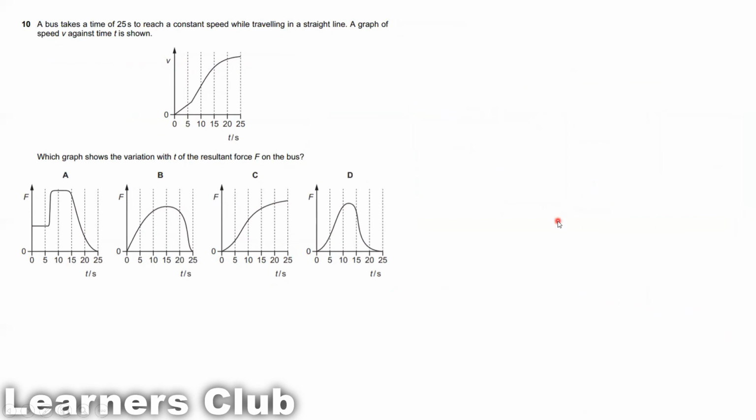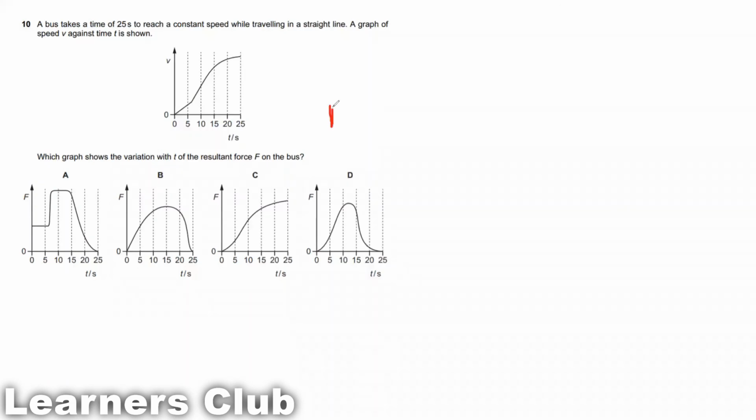Question 10. A bus takes a time of 25 seconds to reach a constant speed while traveling in a straight line. A graph of speed v against time is shown. So this is the velocity over time taken by a bus for 25 seconds. Which graph shows the variation with time t of the resultant force F on the bus?